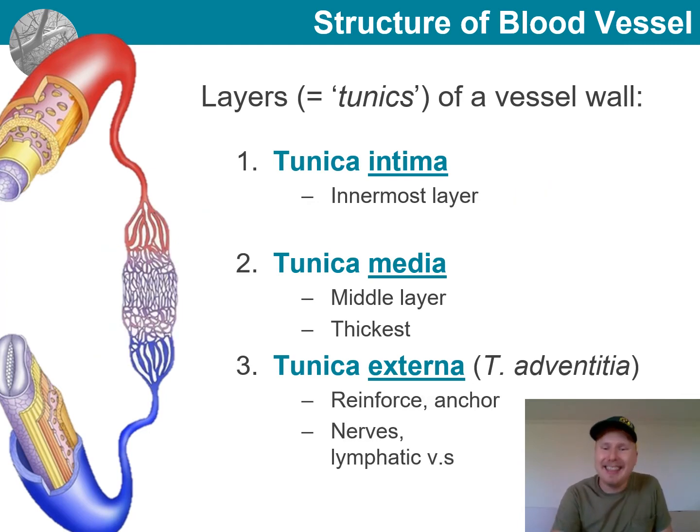I do also want to mention that this is the thickest layer of these three. And then let's move on to focus on tunica externa, also sometimes known as tunica adventitia, as I mentioned. So this layer is made of largely connective tissue, and its function is to support by reinforcing the walls and anchoring the vessel to its site. We find that a lot of nerves and even lymphatic vessels run in this layer.